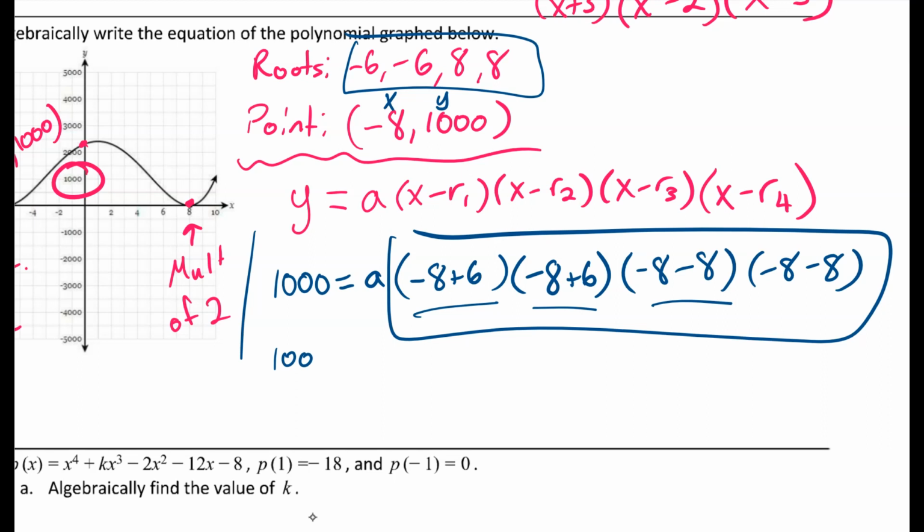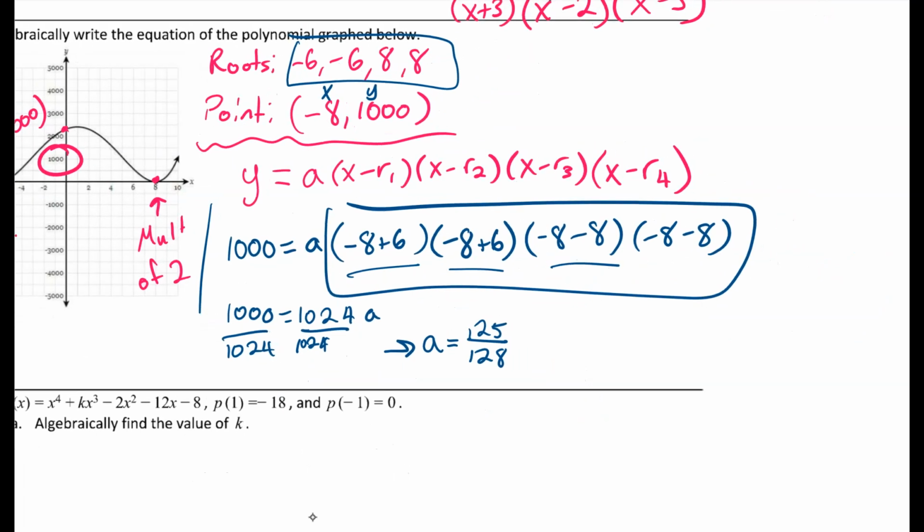And when I did that, I got 1024, and if I divide that out on both sides, 1000 divided by 1024 actually reduces a little bit. So you're left with your leading coefficient is 125 over 128. And that's a piece of it, right? You're almost done at this point. You just need to substitute that back into the root form equation we started with.